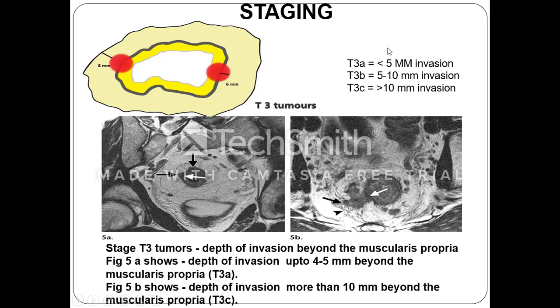T3 tumors are divided into 3A, 3B, and 3C depending on the depth of invasion. This is the way we measure the depth of invasion beyond the muscularis propria. Also, the distance of the tumor from the mesorectal fascia is measured and given in our reports. These MR images show a T3 tumor with infiltration into the adjacent mesorectal fat. We see a 3C tumor which is extending more than 10 mm beyond the muscularis propria and involving the mesorectal fascia in this case.